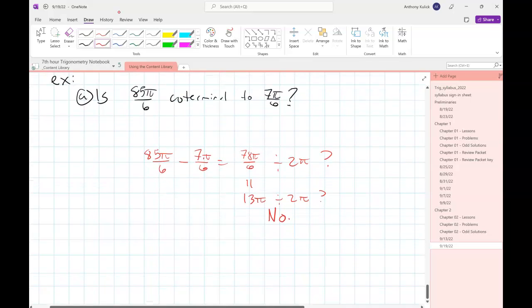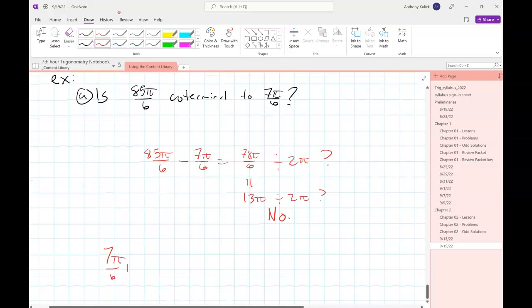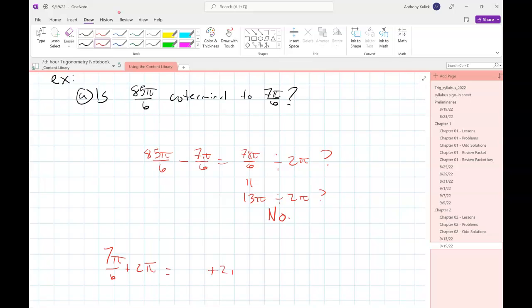Alternatively, what could you keep doing? You could just take 7 pi over 6 and just keep adding 2 pi until seeing if you could get that one. That's the obvious way to do it that's a little bit more tedious. You know what I mean? Just means a lot of grinding, which is not so bad.